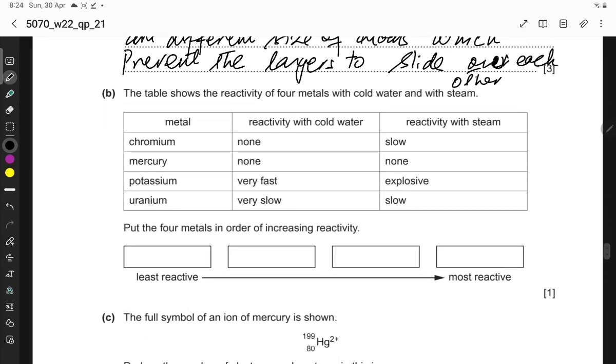The table shows the reactivity of 4 metals with cold water and with steam. Chromium none with cold water, mercury none with cold water, potassium very fast, uranium very slow. So from least reactive to most reactive: first mercury, then chromium, uranium and potassium.